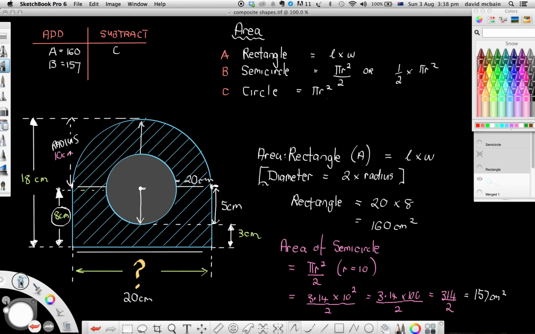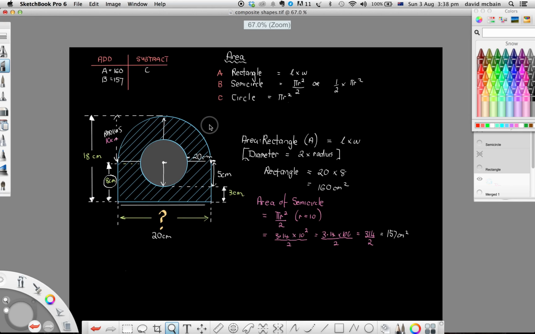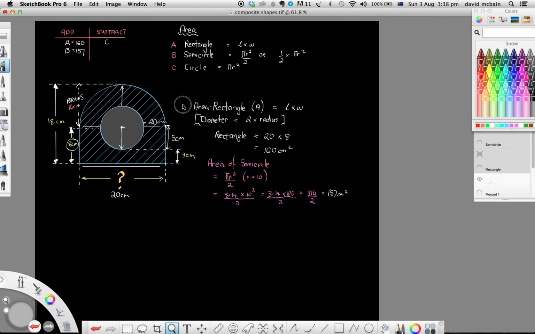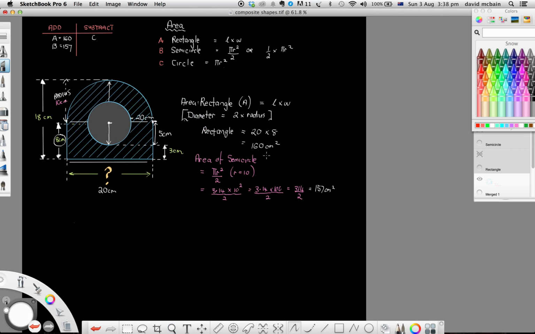And so, we'll just give ourselves a bit more room here, I think. And so the area of the small circle is going to equal pi r squared, where the radius is 5 centimetres. There it is there. The radius of our small circle is 5 centimetres. So I'll just write that down. R equals 5. So let's work this out.